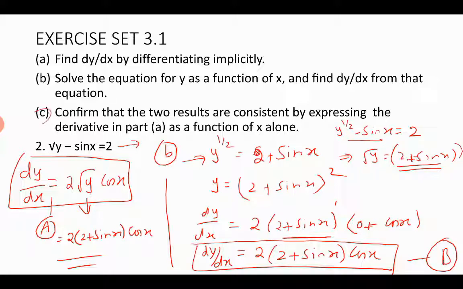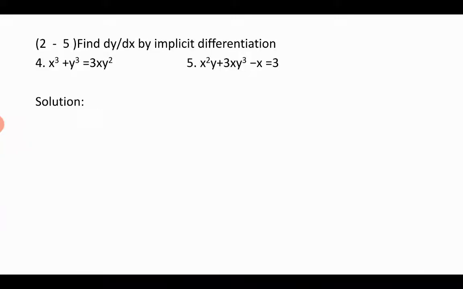Part c is to confirm that the results are consistent by expressing the derivative in a as a function of x alone. When you convert everything into x, they are same. So now let's go for the next problem.